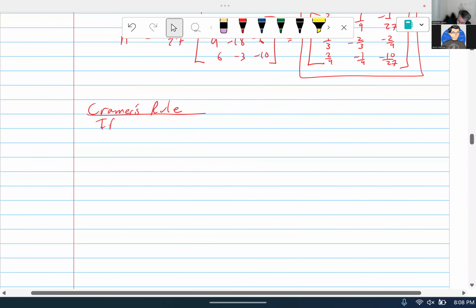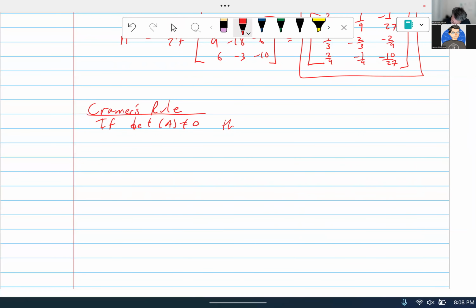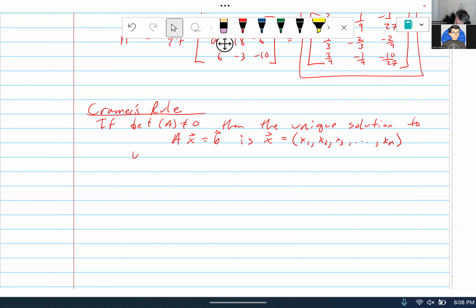Okay, Cramer's rule. If the determinant of A is not equal to 0, then the unique solution to A x vector equals B vector is the x vector, equal to x1, x2, x3, all the way to xn, where x sub k is equal to the determinant of B sub k over the determinant of A.